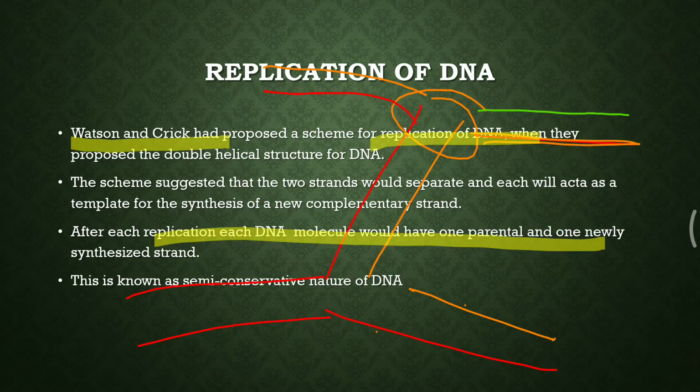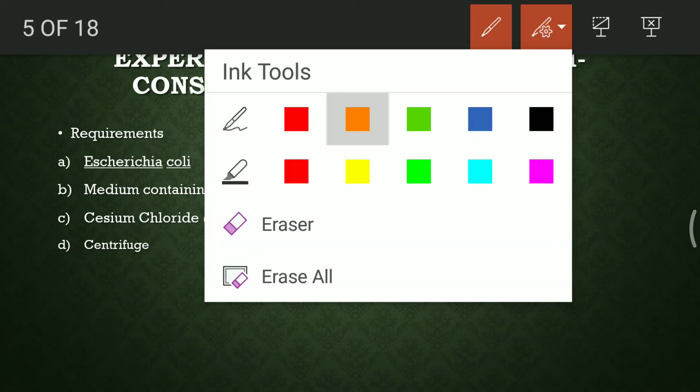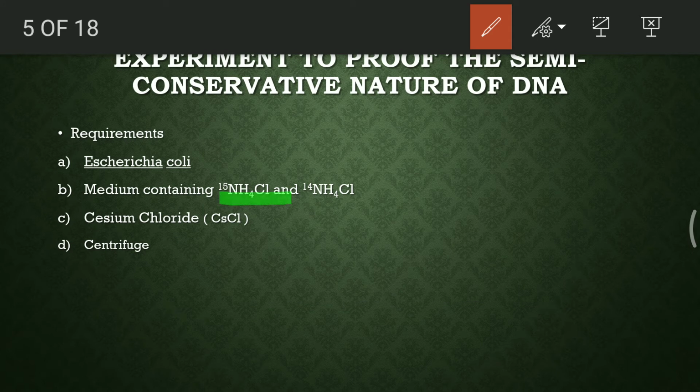One has a heavy isotope of nitrogen, N15, and another one has N14. Two mediums we need, two petri dishes, one has the heavy isotope, that is N15, and another one has N14. Why N? Because N is an integral part of nitrogenous bases. They need the presence of N, so it will get incorporated in the DNA structure, and we can see that.